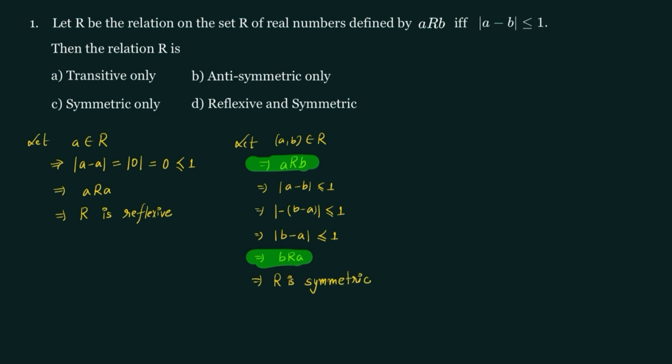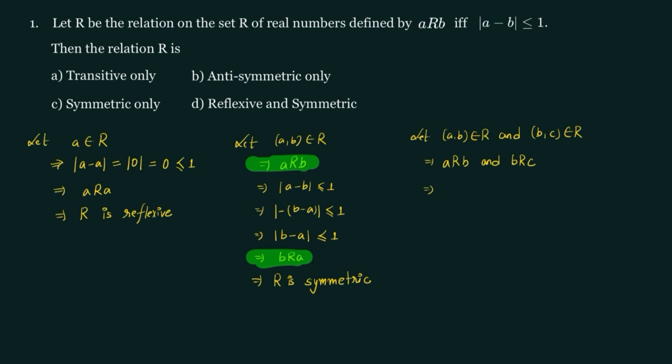At last, let us check whether the relation is transitive or not. By now I'm sure that the correct option for this question is option D, that is reflexive and symmetric. But since this is a kind of revision also, we will check whether this relation is transitive or not. For that, let us assume two elements A comma B from the relation R and B comma C belonging to R. That means A is related to B and B is related to C.